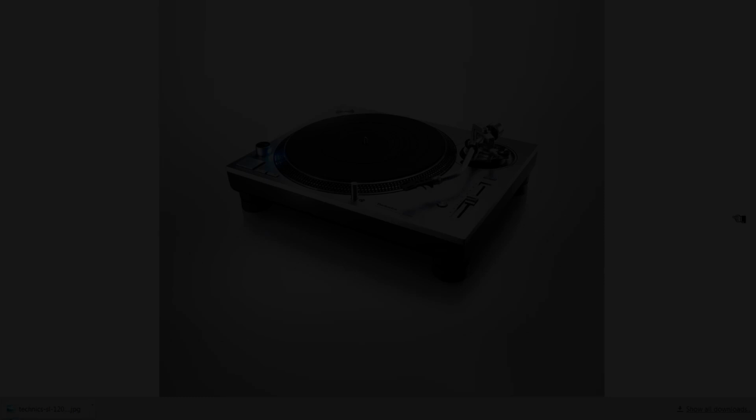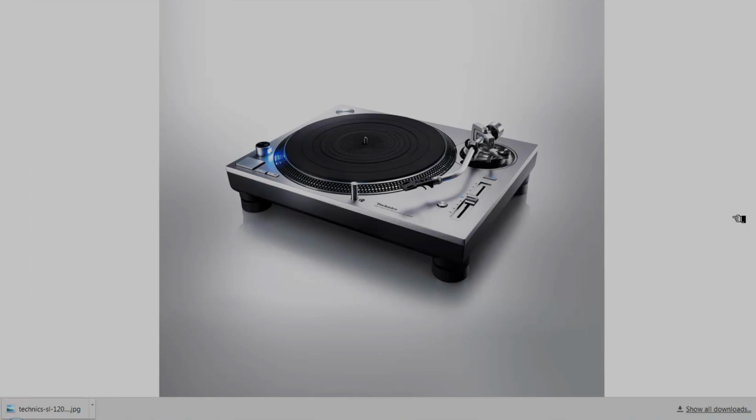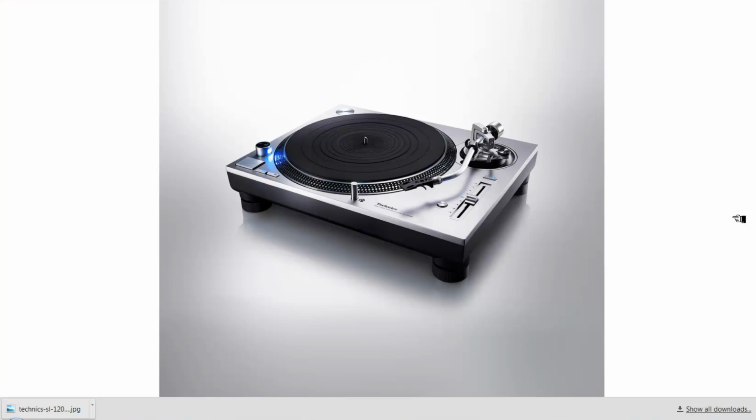Hello, I'm Andrew, and today I'm going to talk about this Technics SL-1200GR. Also, I'm going to talk about the new Technics integrated amplifier, the Grand Class amplifier, and their new speakers, okay? But most important for us audio lovers is this turntable.